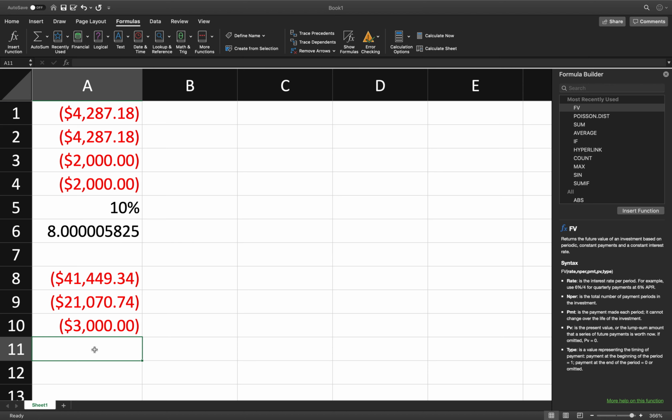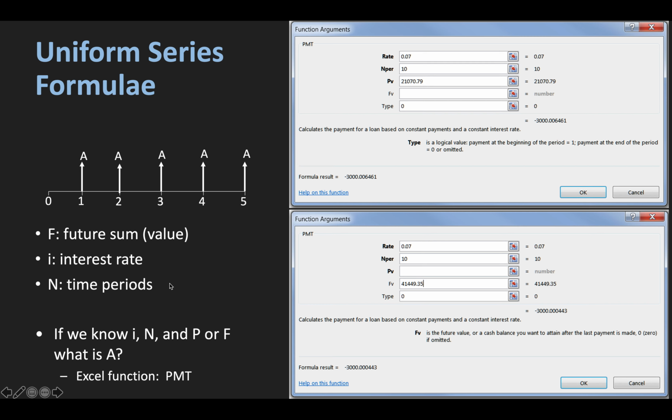Same thing, if we don't have present value but we have a future value, we can input that as well. The rate is 0.07, number of periods 10, present value we don't have, but we have future value, 41,449.34. That gave us 3,000 again. So we can calculate the same thing, and it's pretty straightforward as well. But that's a different function, which is PMT. And same here, we use Excel to calculate that.